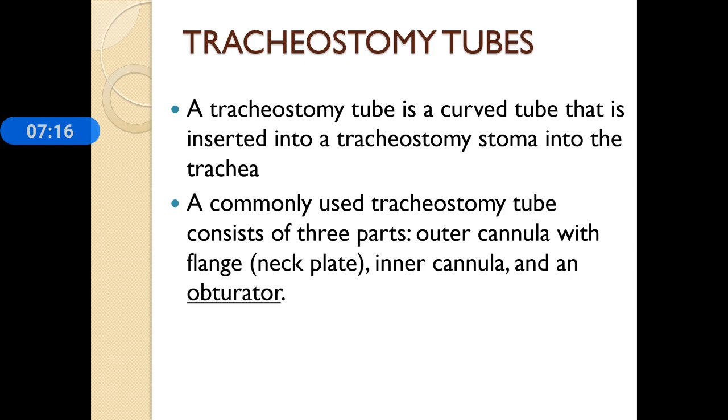So, what are the parts of a tracheostomy tube? A tracheostomy tube is a curved tube that is inserted into a tracheostomy stoma into the trachea. A commonly used tracheostomy tube consists of three parts. You have the outer cannula with the flanges or the neck plate, then you have the inner cannula, and then you have an obturator.